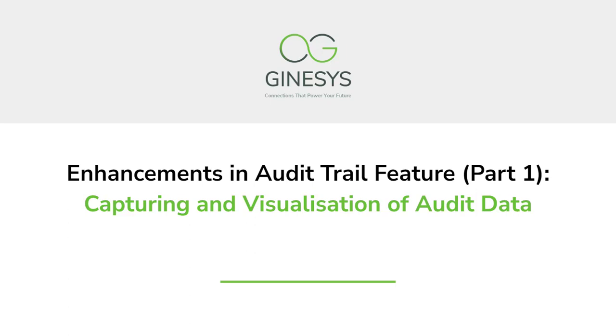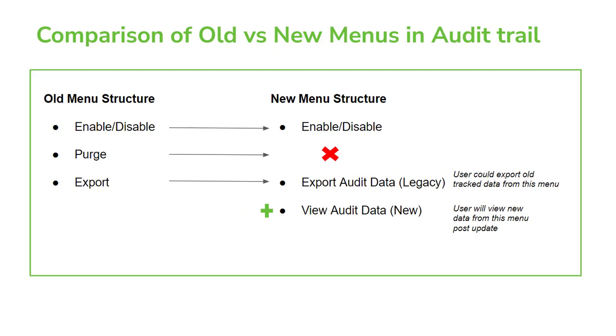For a better understanding, let's discuss the changes in Audit Trail menu along with the enhancements incorporated there. For this, let's compare the old and new menus for Audit Trail. The first option, Enable Disable, via which users can enable or disable the audit trail tracking for specific modules, is present in both old and new menus.